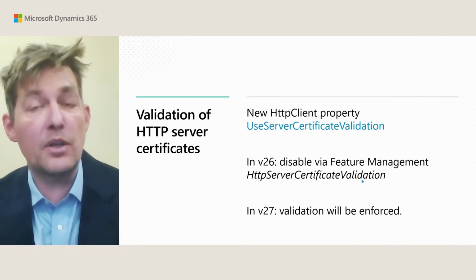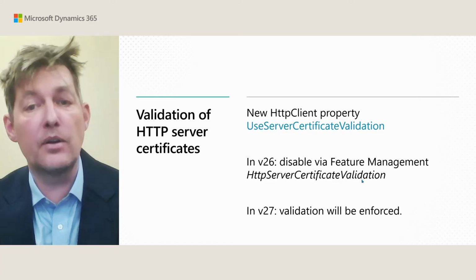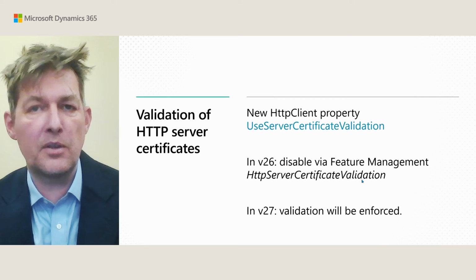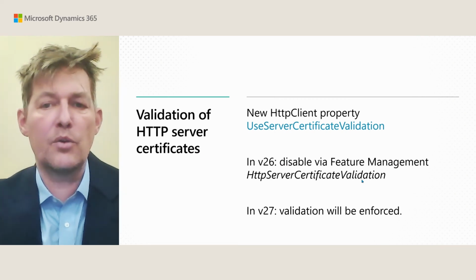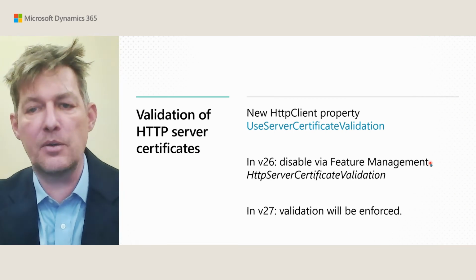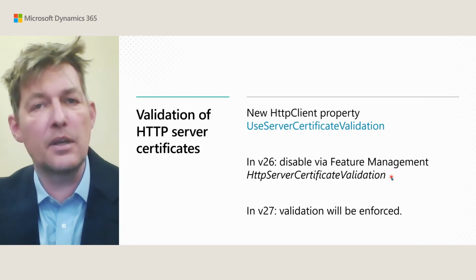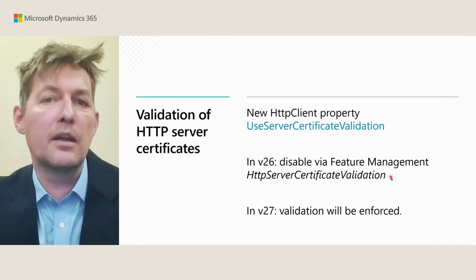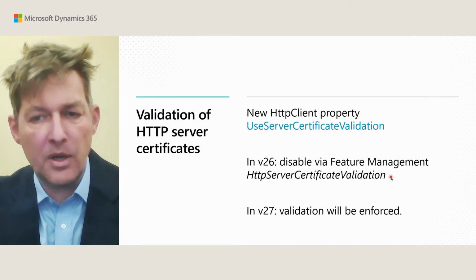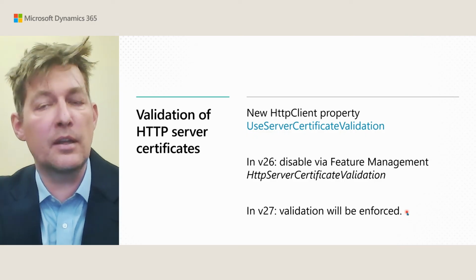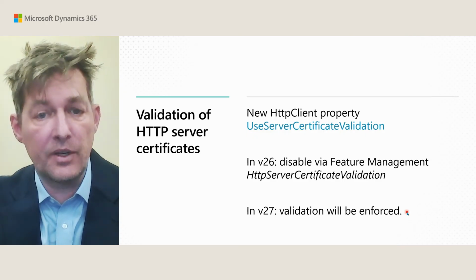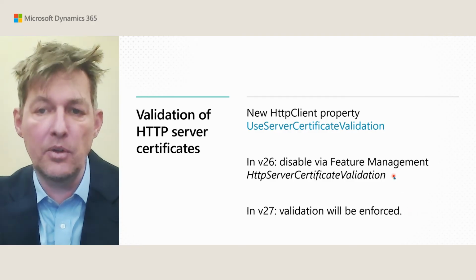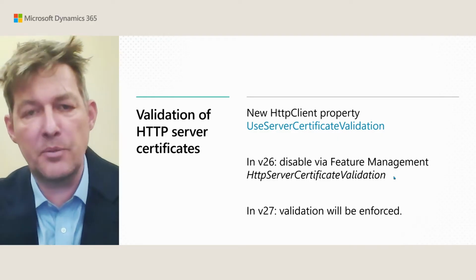In version 26, you can disable this hardening behavior so that in case you have endpoints that need to be fixed, you can disable it in feature management with this key, HTTP server certificate validation, and then you can get unblocked. But just note that in the next version in October 2025, this validation will be enforced, and you can no longer disable this hardening in feature management.